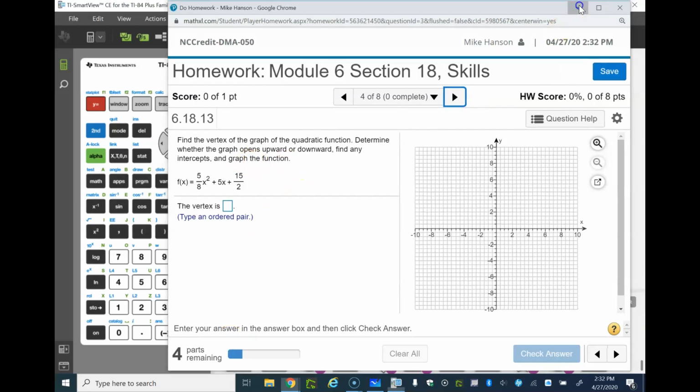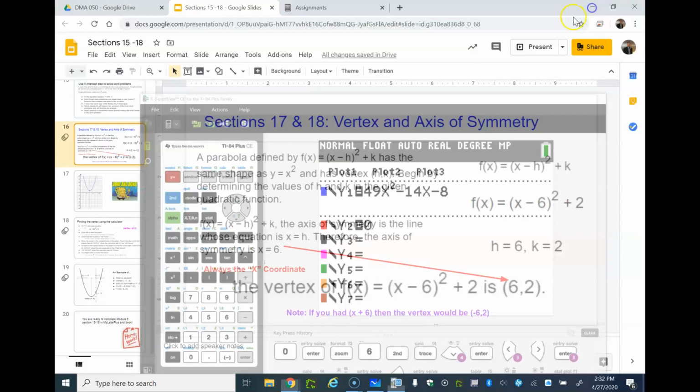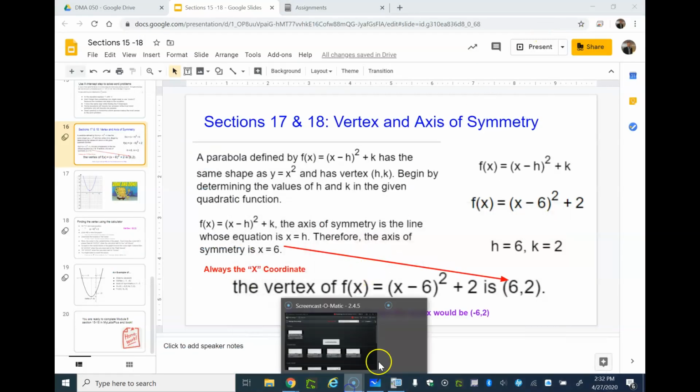All right, so that concludes section 17 and 18 for this portion.